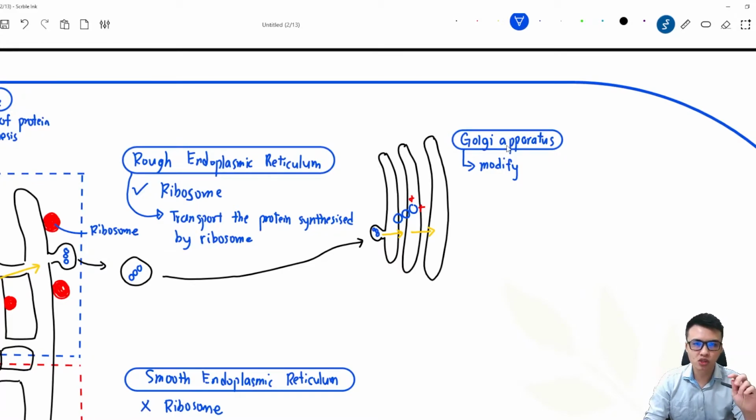So this Golgi apparatus is going to pack them together into bubbles, just like the rough endoplasmic reticulum did. It's going to pack them into bubbles in this way with the modified protein inside it. Can you see that? Okay, that's why the Golgi apparatus has another function called package. Okay, pack.